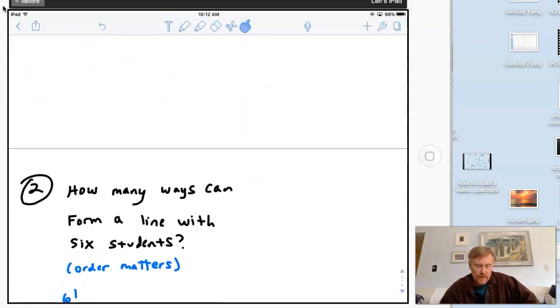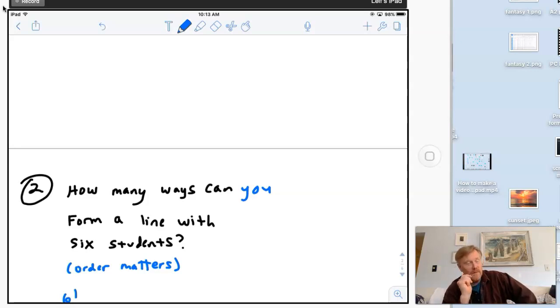How many ways can you form a line with 6 students? Can a line be formed? Anyway, it wasn't worded well. My own fault. So with this, order matters.